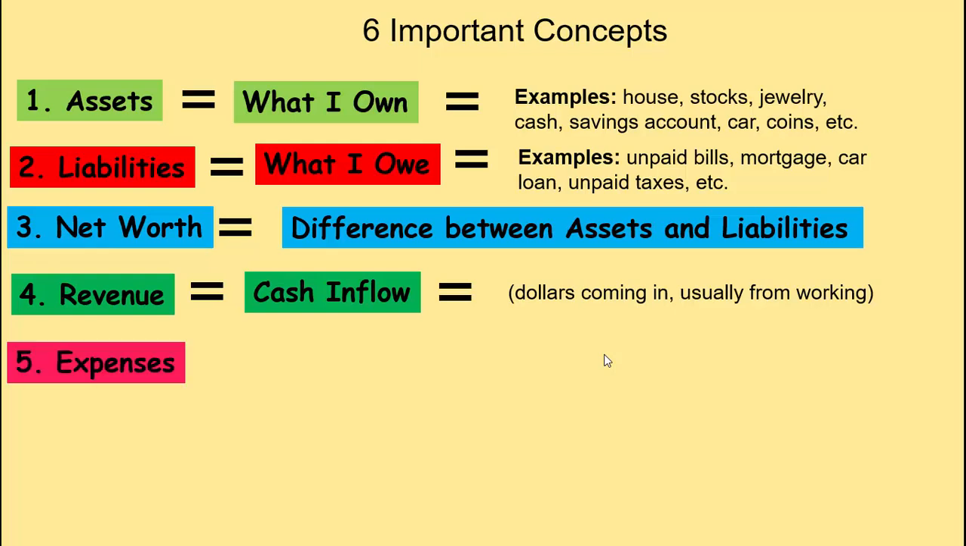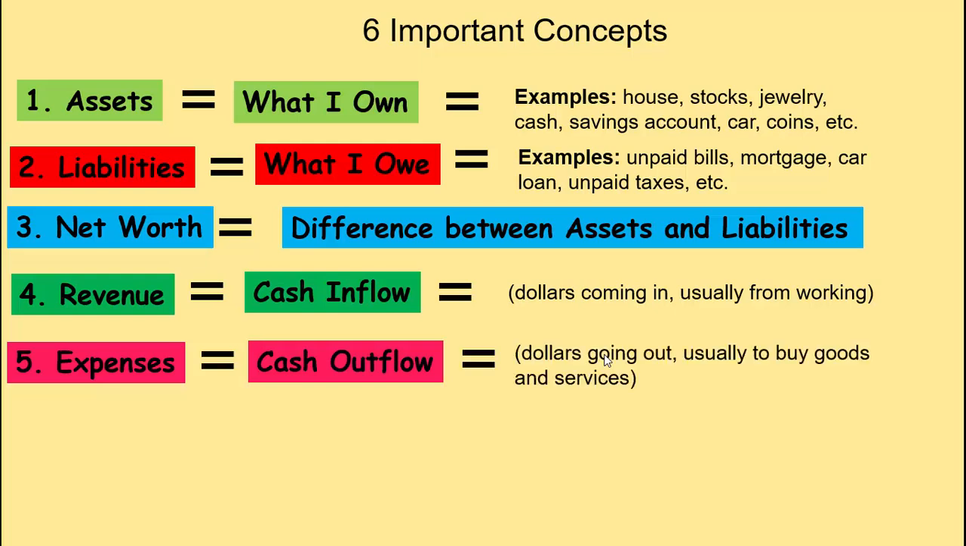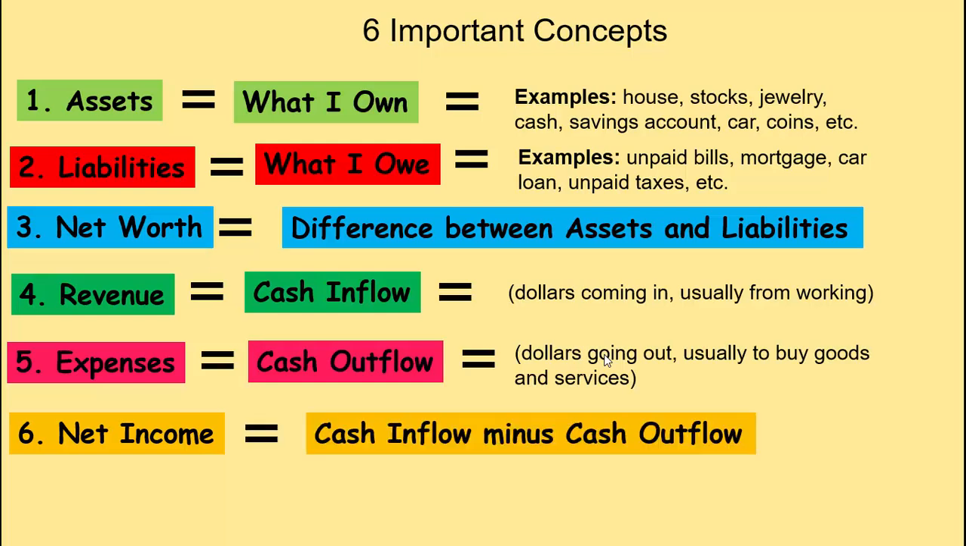Number 5 would be expenses. Expenses are cash outflows, and they basically are dollars going out, and usually to buy goods and services, and for a business they're things that you need to spend money on in order to generate revenue. And then the 6th concept would be net income, which is the difference between cash inflows and cash outflows, or another way you could say that would be revenues minus expenses.